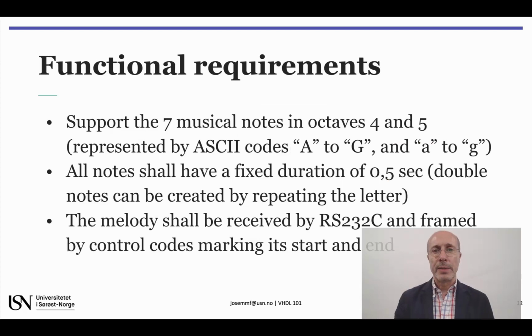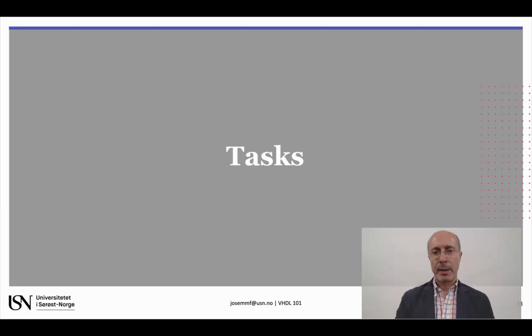And here's a list of the functional requirements. You should support the generation of the 7 musical notes in octaves 4 and 5. Assume that all musical notes have a fixed duration of half a second, and use RS-232C to download melodies framed by control codes marking the beginning and end of the melody. What will be the tasks then?